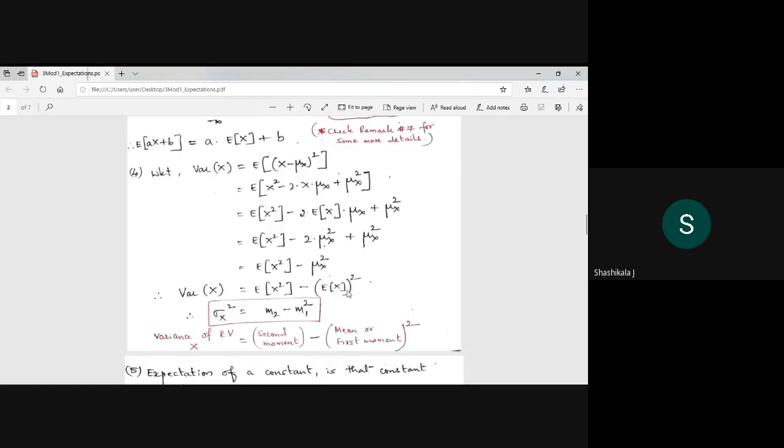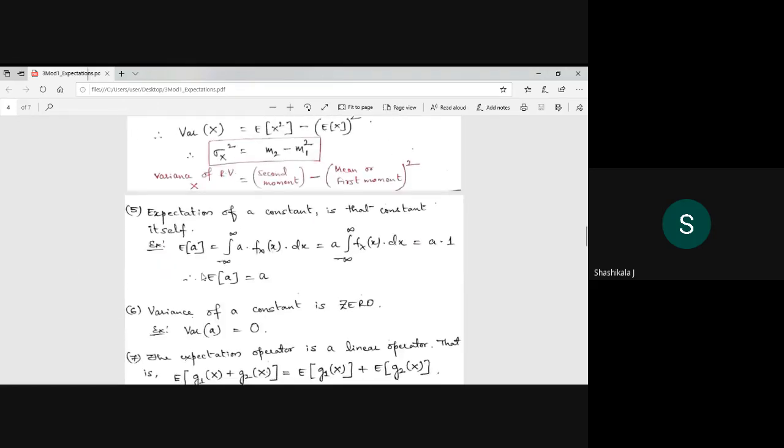And how are we getting this? We take x minus mu whole square, expand it, separate out the terms, and then you are going to get it, because E of x represents the mu x. Okay. Next, the expectation of a constant is that constant itself.